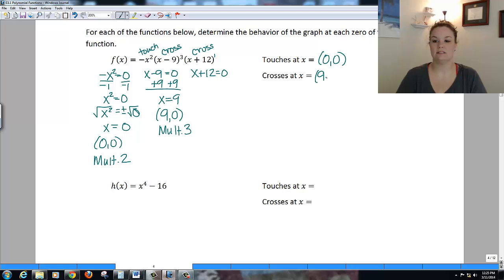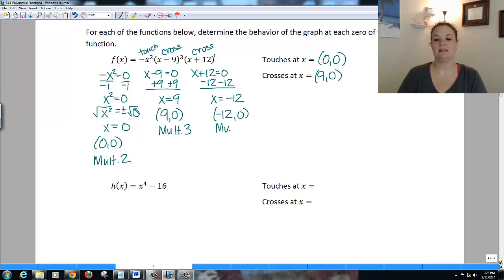So I'm going to put 9, 0 over here under crosses. And then my last one, when I solve, I'm going to move 12 to the other side. So I have x is equal to negative 12. So my x-intercept from that solution is negative 12, 0.